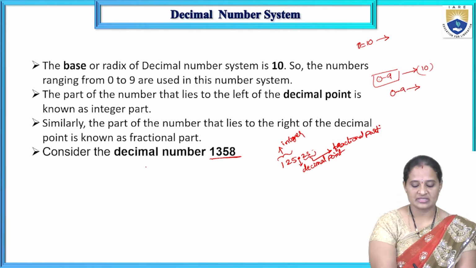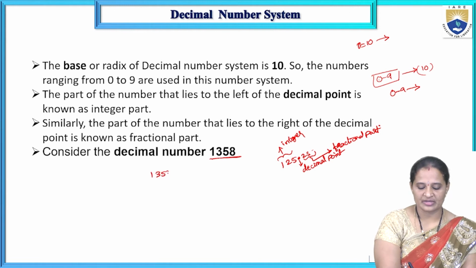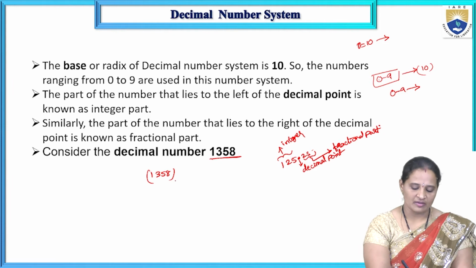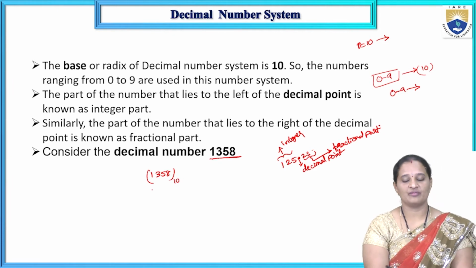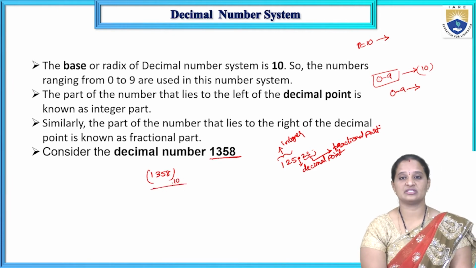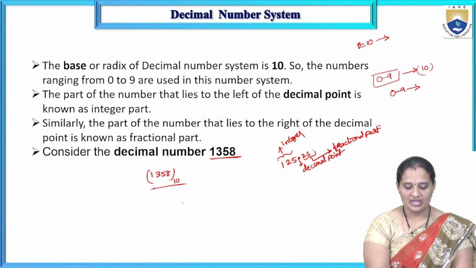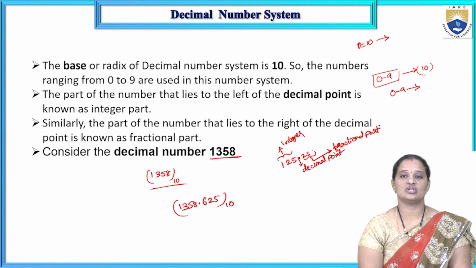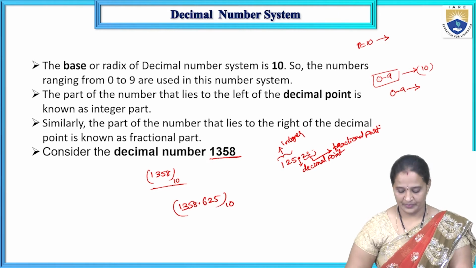Whenever you are representing a decimal number, by default it will be considered as decimal, even if you can also represent it with a base 10. Base is always represented as a subscript. We can also have a fractional number, 1358.625. This is also a number which can be considered as a decimal number.